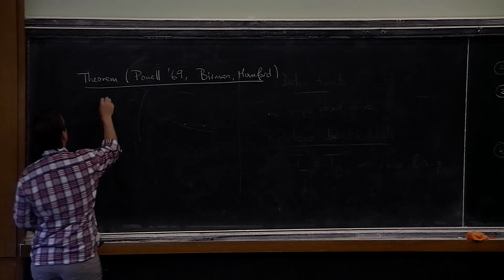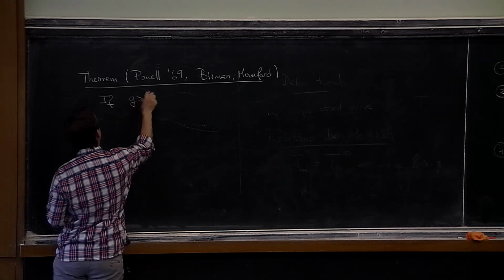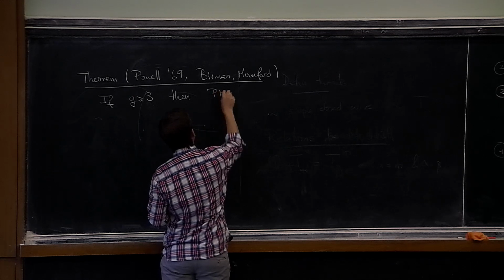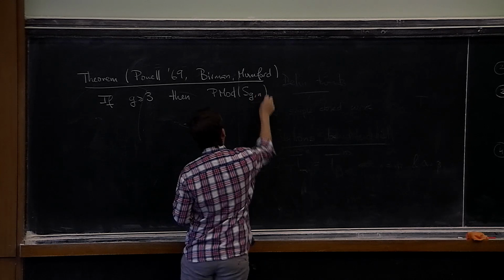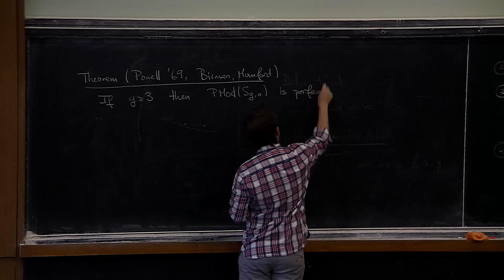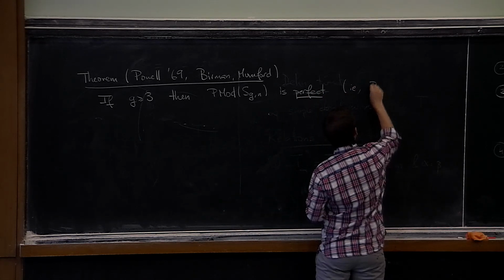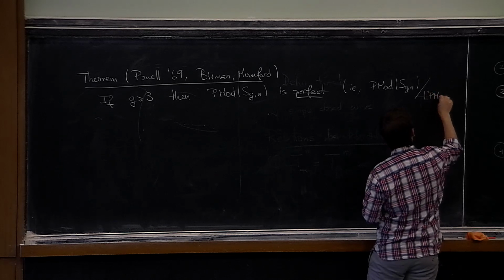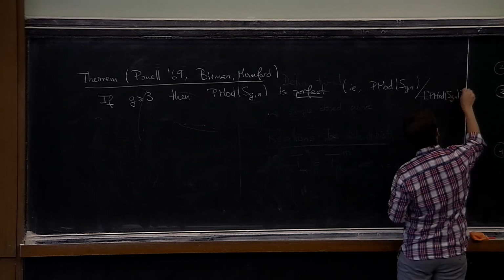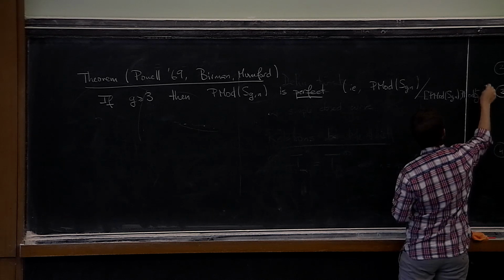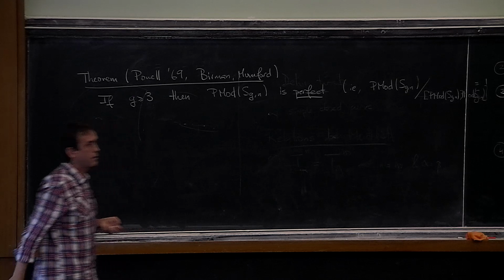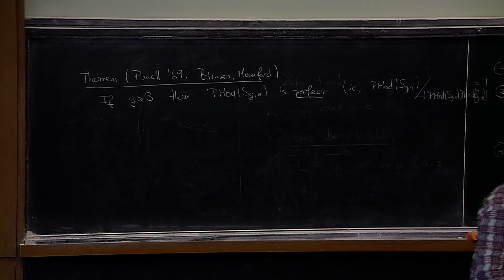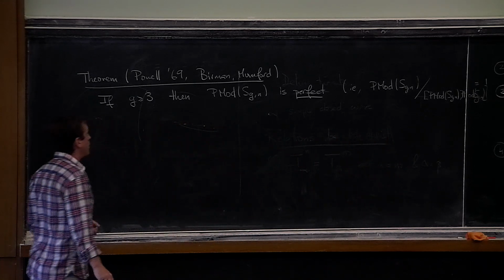It says that if the genus of the surface is at least 3, then the mapping class group Mod(S_g,n) is perfect, meaning the abelianization is trivial. Okay, I want to prove that statement. Because the proof, let me get that in a second. It's not true, but almost true. But I'll say this in a second. So, proof.